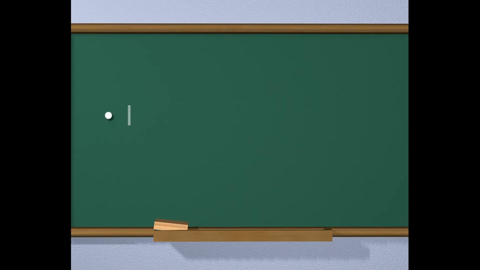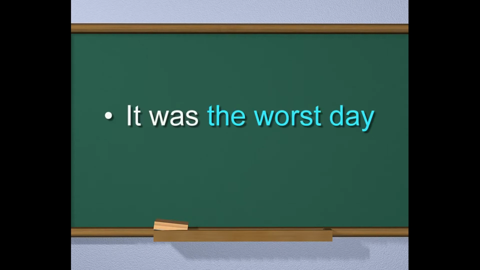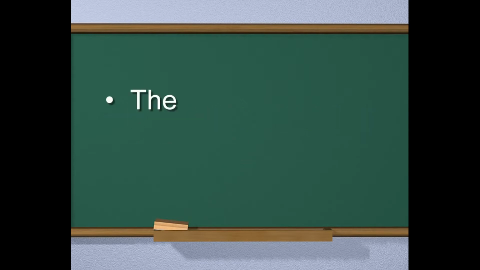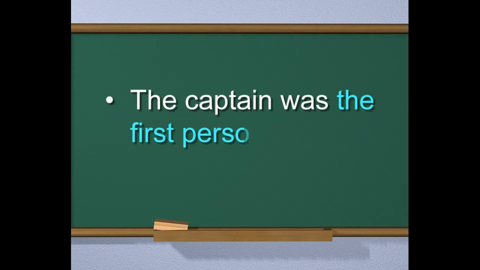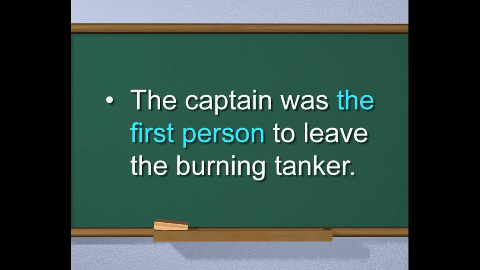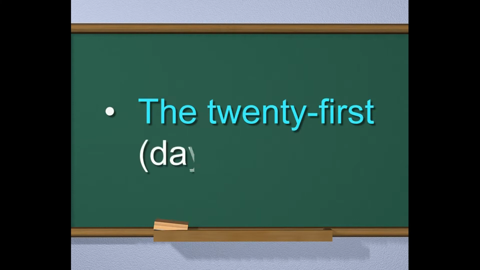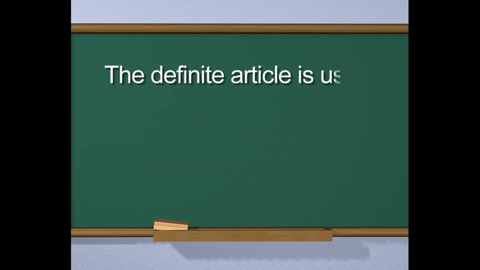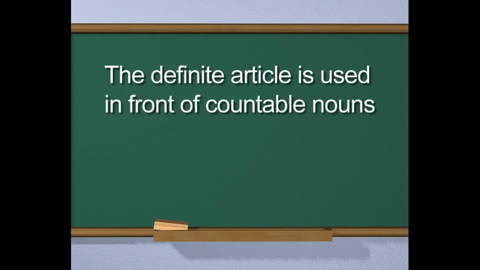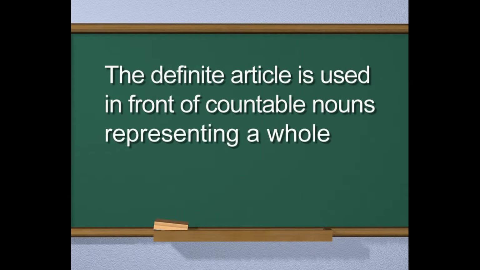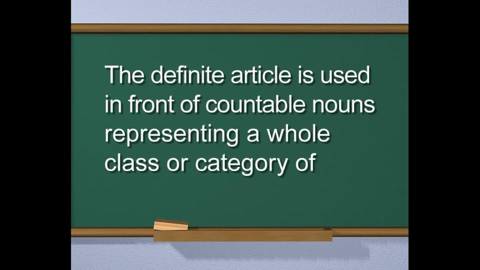It was the worst day of my life. The captain was the first person to leave the burning tanker. The 21st day of June. The definite article is used in front of countable nouns representing a whole class or category of something.